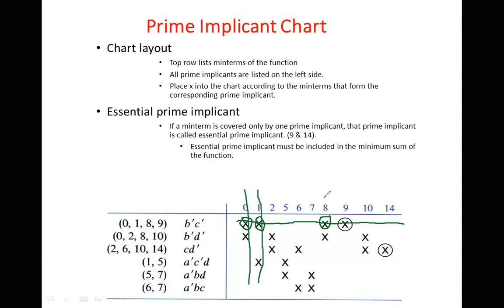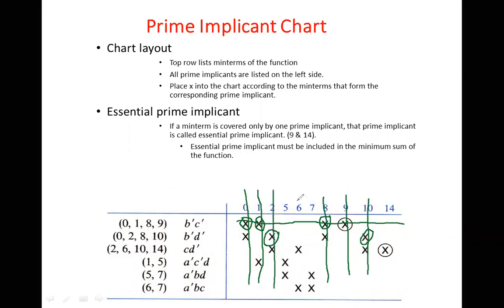8 is also covered, I need not worry about it. 9 is also covered, I need not worry about it. Then next, what is left out? I have 2 and 10 left out. So if I take B bar and D bar and try to cover, this is covered, and at the same time 2 will also be covered.